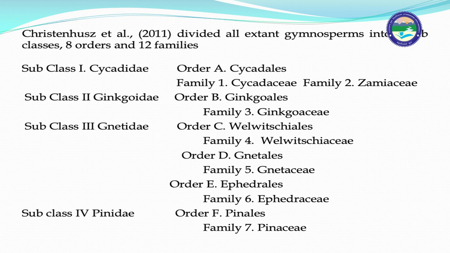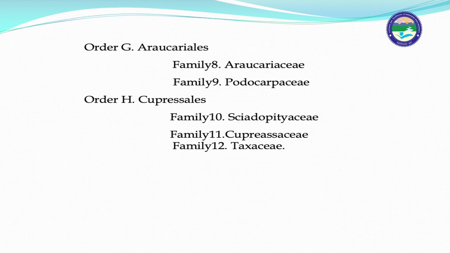Second, the subclass Ginkgoidae contains order Ginkgoales and a family Ginkgoaceae. The third subclass Gnetidae contains orders like Welwitschiales with family Welwitschiaceae, the order Gnetales containing family Gnetaceae, and then the order Ephedrales containing a family Ephedraceae. The fourth subclass, that is Pinidae, contains order Pinales, which contains a single family Pinaceae, and the order Araucariales, which contains two families, that is Araucariaceae and Podocarpaceae. The order Cupressales contains three families, that is Sciadopityaceae, second Cupressaceae, and third one Taxaceae.